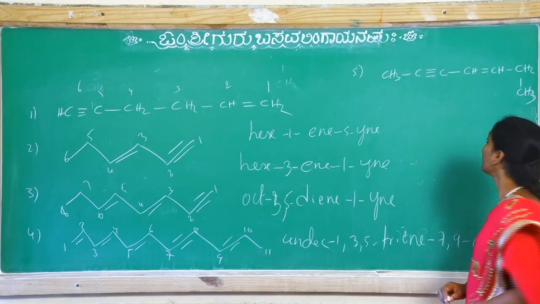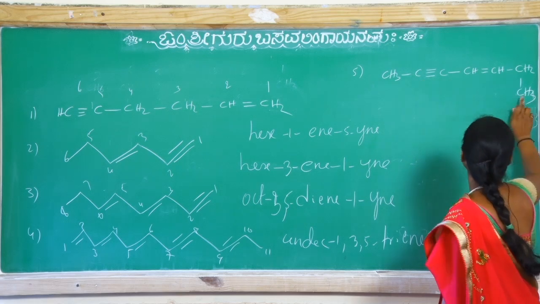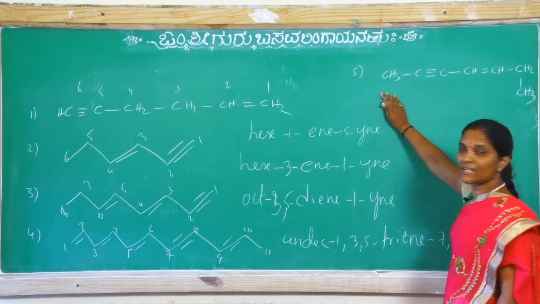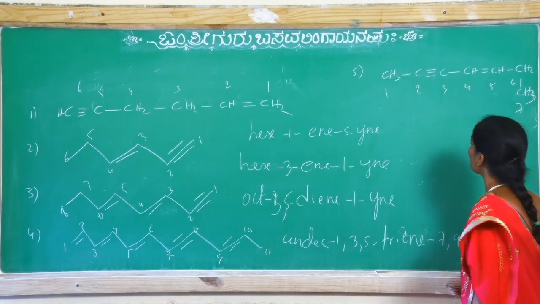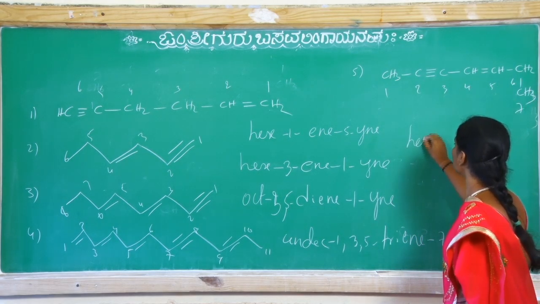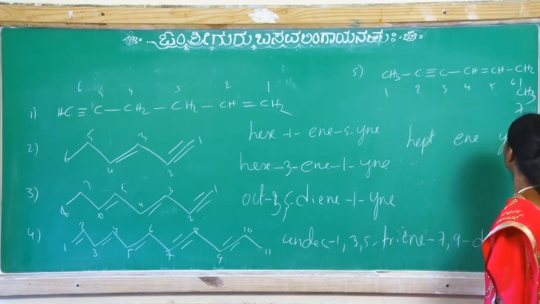Okay. Next. This side least sum 1, 2. This side 1, 2, 3. This side only is least sum. 1, 2, 3, 4, 5, 6, 7. Seven carbons, hept. Yne, ene.